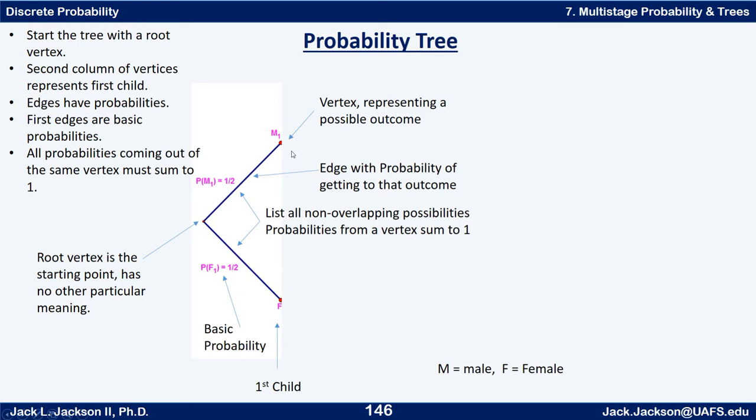So in this kind of a graph or tree, these little dots here are called vertices, or vertex for singular, vertices for plural, and these little line segments connecting the vertices are called edges. And so we label the edge with the probability, and then the events are on the vertices. Okay, so all the non-overlapping possibilities from this starting point are listed, and so all these probabilities must add up to 1 because these are non-overlapping and they take care of all the possibilities.